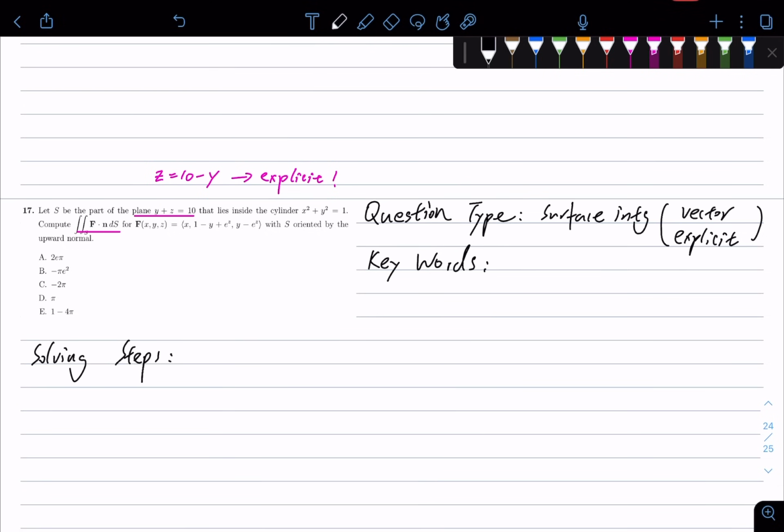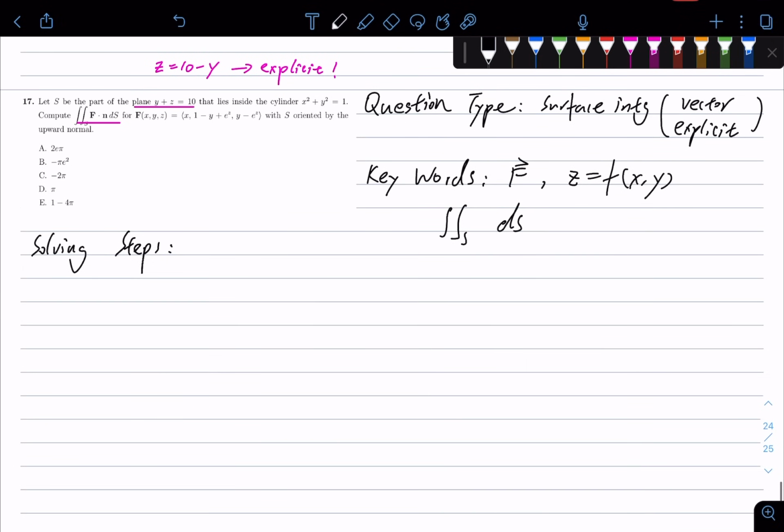for explicit surfaces. Okay, so the keywords are, first of all, you have F as your vector field, and then you also have z equals a function f of x and y. So this is your explicit surface definition. These are the two things that we need to pay attention to. And now, of course, you also have the surface S, and then dS as your surface integral definition.